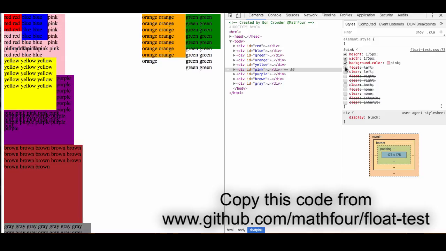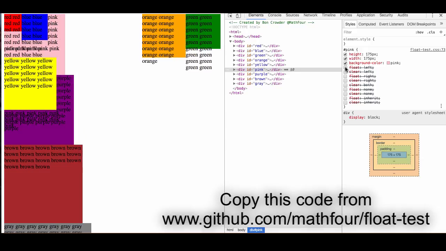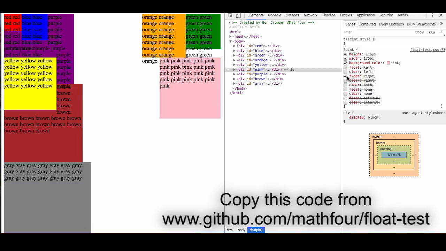Okay, so now that we've cleared right, pink is now going to float left. See where he goes? Oop. I wish this was less snappy and more smoothly animated. So if I float him right, I think, is he going to go right next to the orange or under the orange and on the far right? Let's look. Ooh, curious.